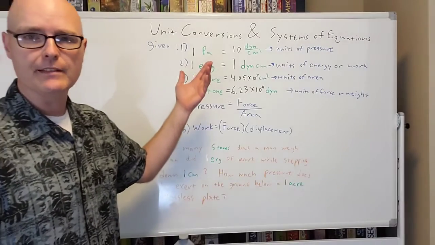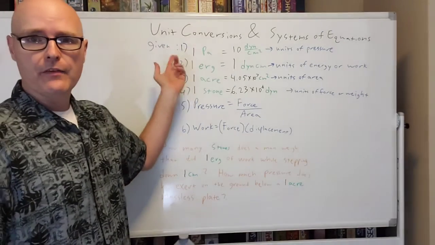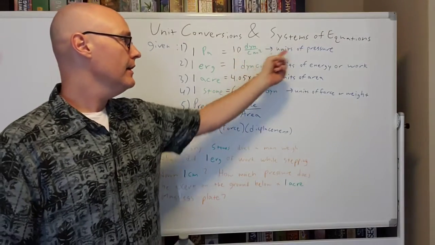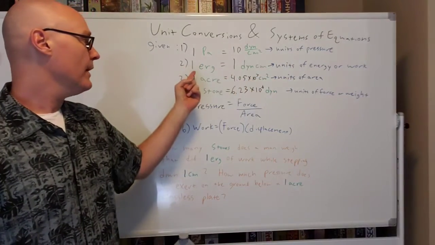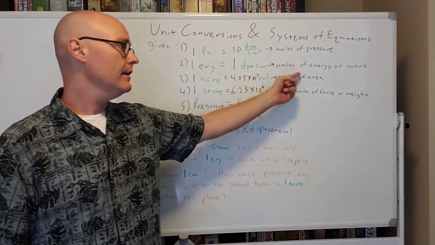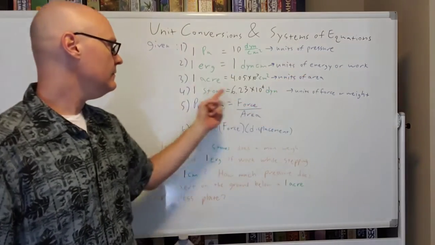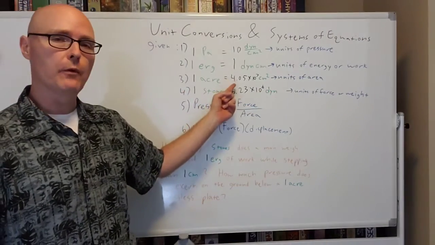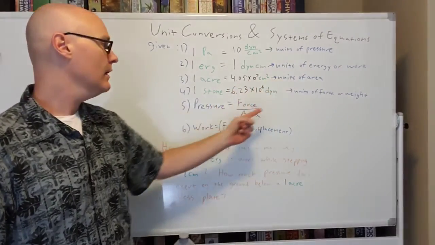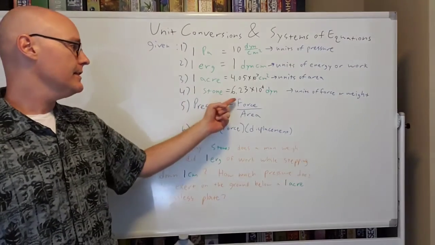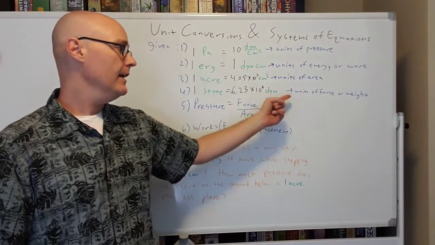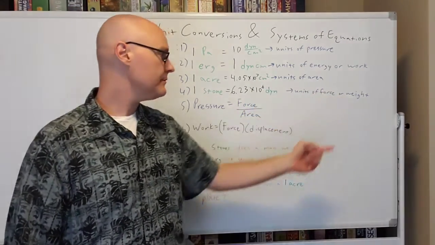Here's a little more complicated example. Let's say that we have 1 Pascal is equal to 10 dynes per centimeter squared. That's a unit of pressure. We have 1 erg is equal to 1 dyne centimeter. That's a unit of energy or work. 1 acre is 4.05 times 10 to the 7 centimeters squared. It's a unit of area. We have 1 stone is equal to 6.23 times 10 to the 6 dynes. And that's a unit of force or weight.